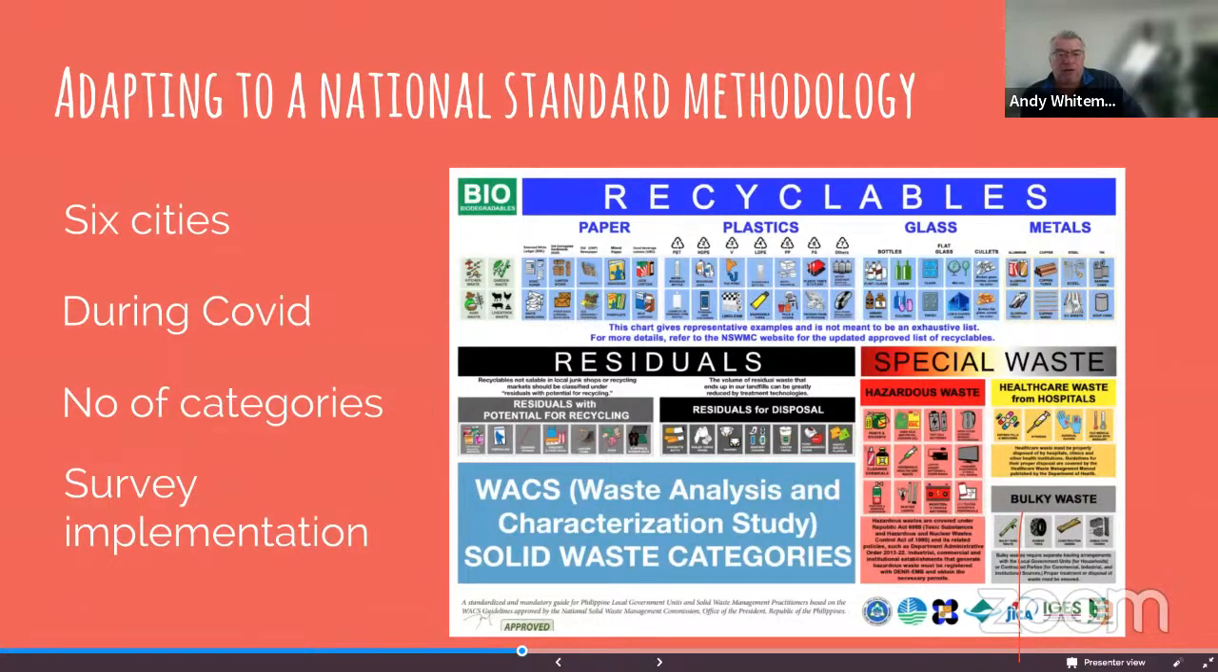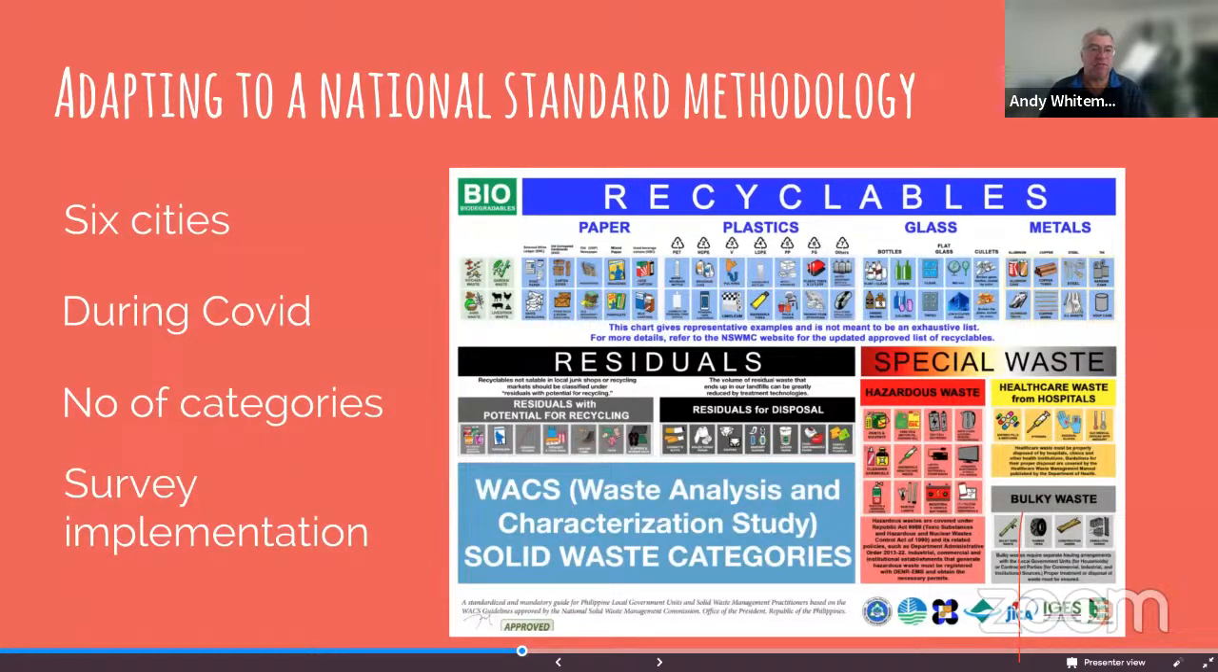But what we had to do is essentially, and this national standard methodology, it wasn't an option, it was a mandatory thing. And the Philippines has done a tremendous amount of work over the last 5 to 10 years at getting their planning systems really up to scratch. So if you're a municipality, in order to get finances for your waste management system, you need to prepare a waste management plan. That plan needs to be approved, adopted, authorized, and that plan needs to have contents which are in line with them based on this WACS, waste analysis and characterization study methodology.